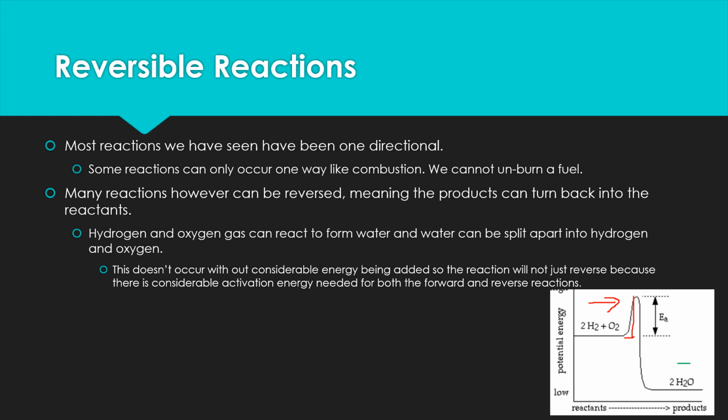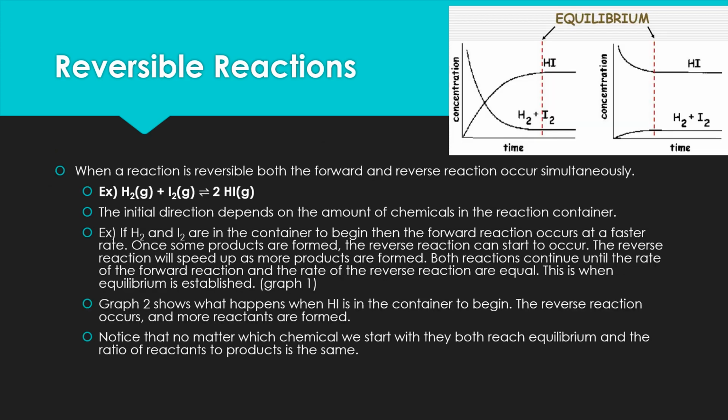But if we reversed it and took water and made it back into hydrogen and oxygen gas, that is an even higher activation energy. So it's not just going to always happen on its own, but when we have a reaction where this hill is not so dramatic, where the products and reactants have lower activation energies, it's much easier to be reversible. So when a reaction is reversible, both the forward and reverse reactions occur simultaneously, at the same time.